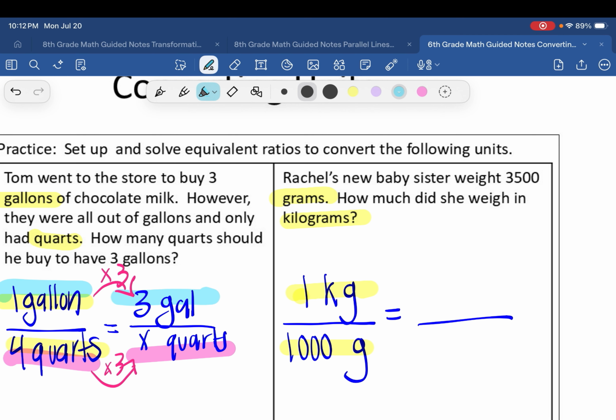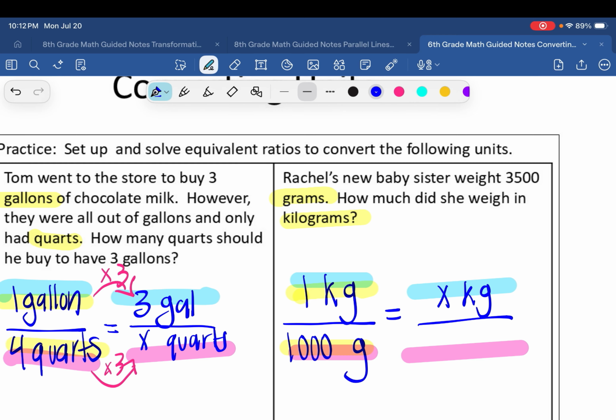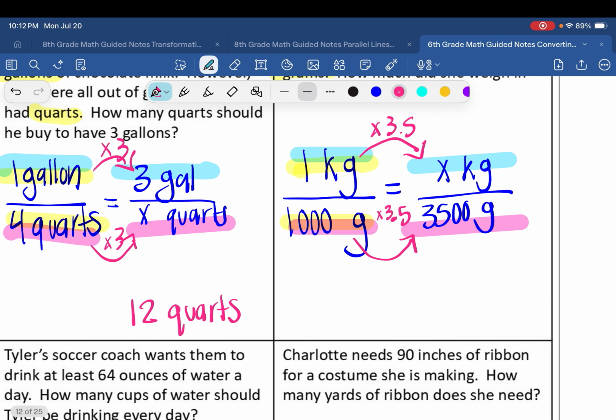I put kilograms on top. We will keep kilograms on top. And we don't know what the kilograms is, so it's X kilograms. I put grams on bottom. We will keep grams on bottom. And it is 3,500 grams. The multiplicative factor is 1,000 times what is 3,500, and that's going to be multiplied by 3.5. Again, if you don't know that, you can always divide. And so I'll multiply the top by the same, 3.5. So that gives me 1 times 3.5, which is 3.5 kilograms.